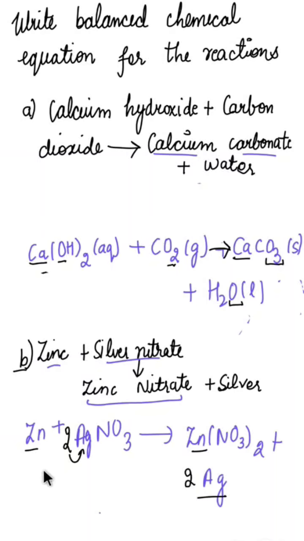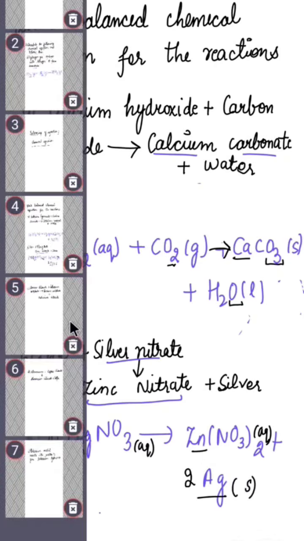This is our balanced chemical equation: Zn plus AgNO3 gives Zn(NO3)2 plus 2Ag. Now we can write the states also. Zinc is a metal, so it is in solid state, and silver nitrate is aqueous because it is made by dissolving in water. Zinc nitrate, Zn(NO3)2, is also in aqueous form, and Ag is a metal, so it will also be in solid state. Now let's discuss the next part.